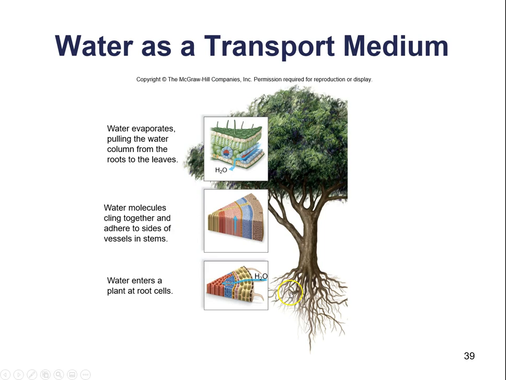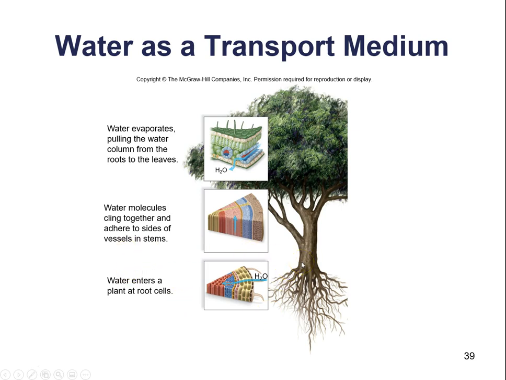So if we think about trees, right, where's water going to enter the tree? It's at the roots. Okay, that's how plants take in water, from the roots. And I'm sure we all agree that the tree needs to get water all the way up here, right? And so how does it do it?